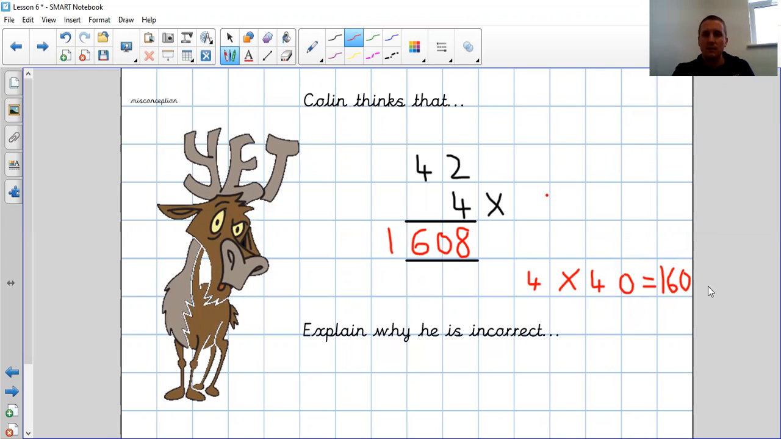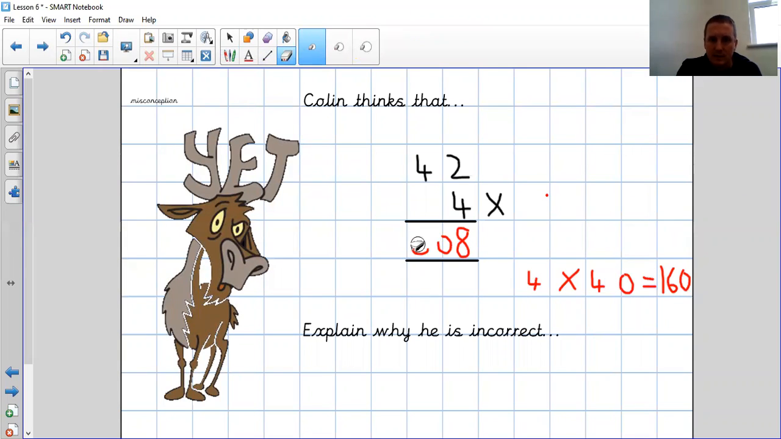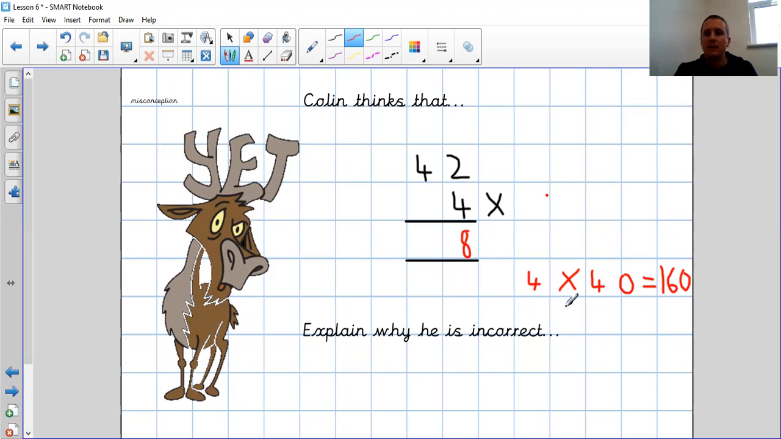His place value isn't good here, because he's actually tried to put the 0 in when actually the 0 is the ones, and it should go there. So let's just get a little rubber here, because what he's done wrong, he had the first bit right. He had 2 times 4 is 8. Now 160, how would that fit in here?